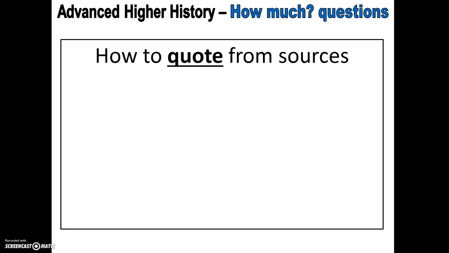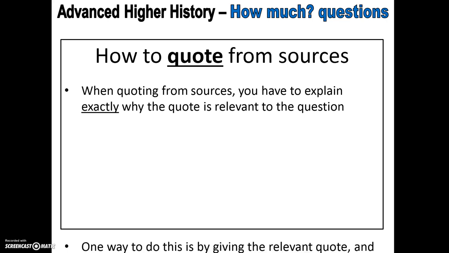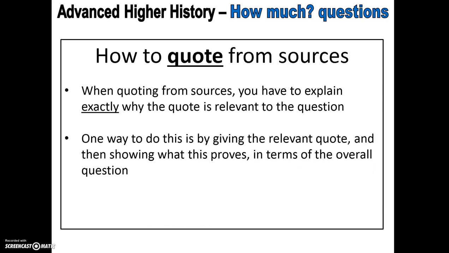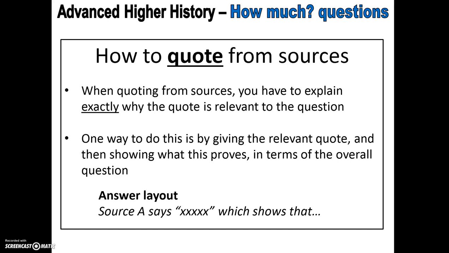Remember, when you quote from sources, this is the best way to go about it. You have to explain exactly why the quote is relevant. One way to do this: give the quote and then show what it proves, linking back to the question. For instance, source A says X, which shows that, and then explain exactly what this proves in terms of the question.